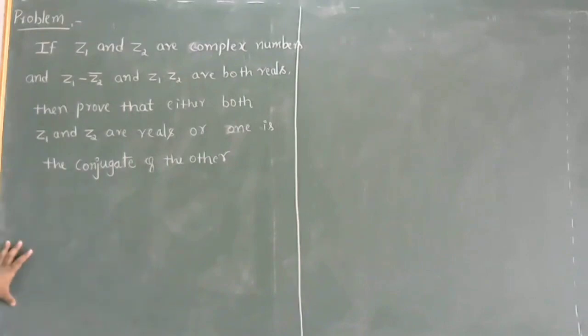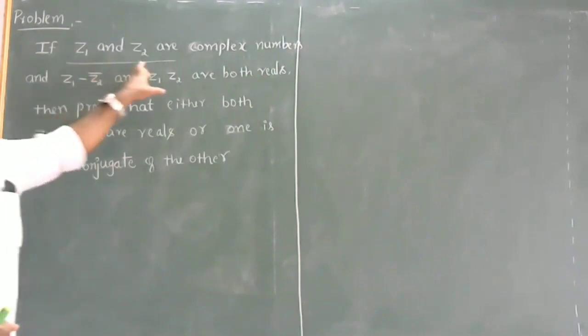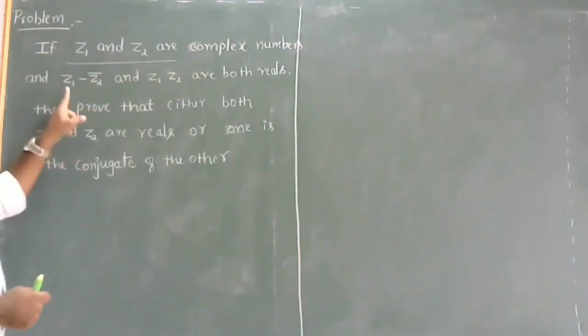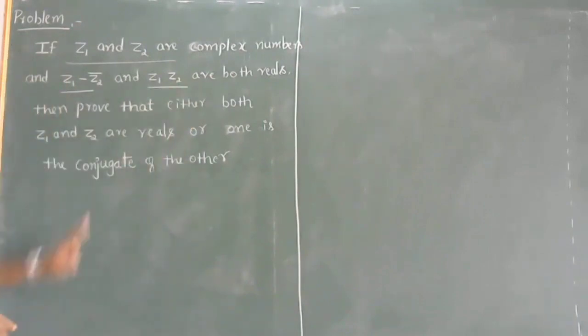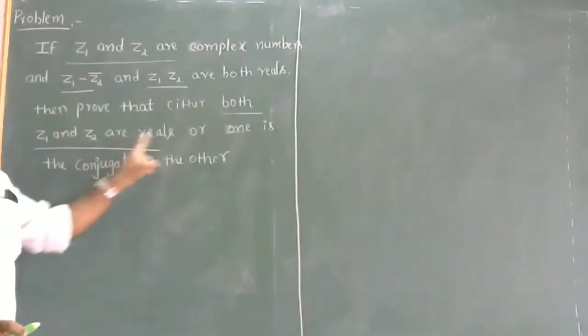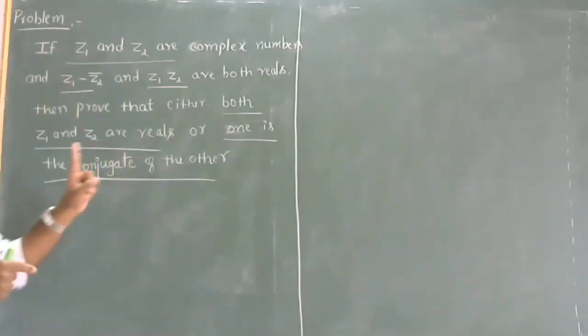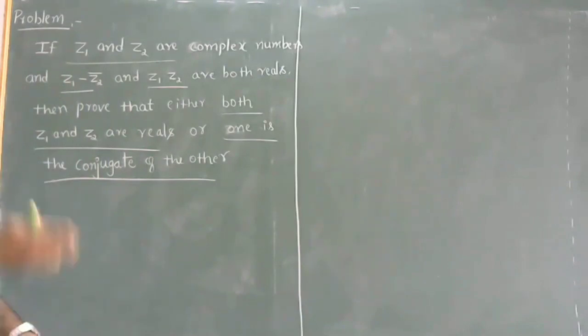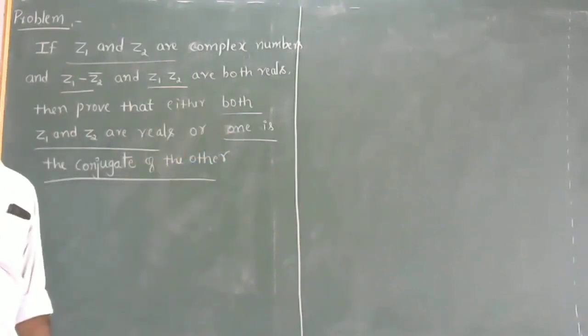That is, in this problem, the hypothesis is this. So, assuming Z1 and Z2 are complex numbers, provided these two are real numbers, we have to prove that either of two cases holds. One is both Z1 and Z2 are reals, or one is the conjugate of the other. That is, either Z1 is the conjugate of Z2 or Z2 is the conjugate of Z1. So, we have to prove any one of these two cases always holds.